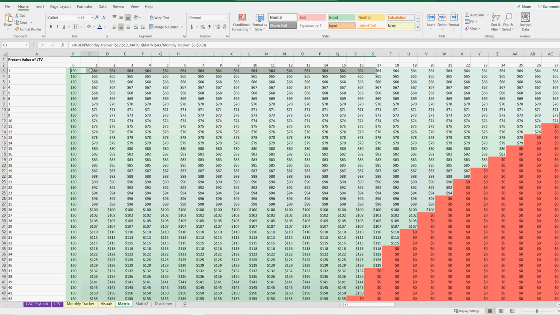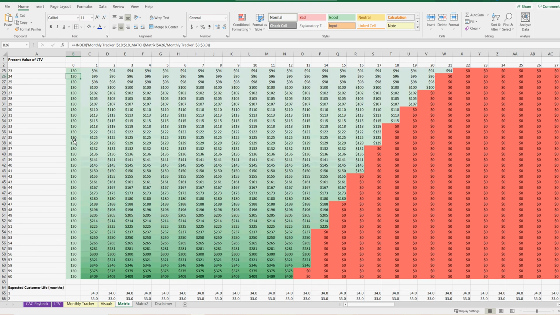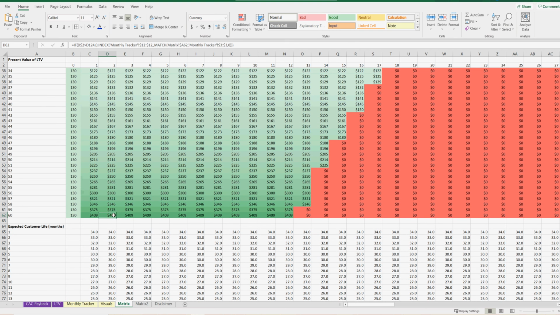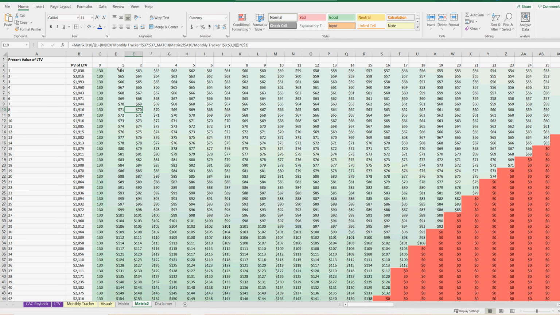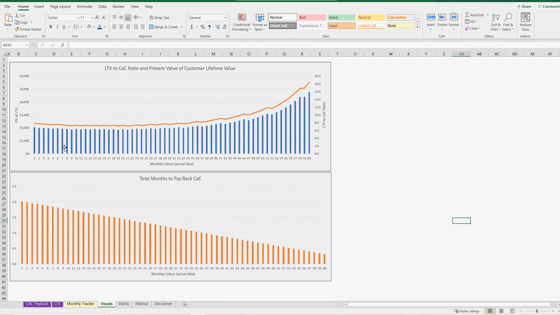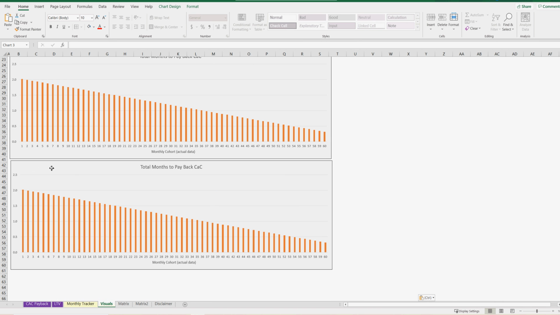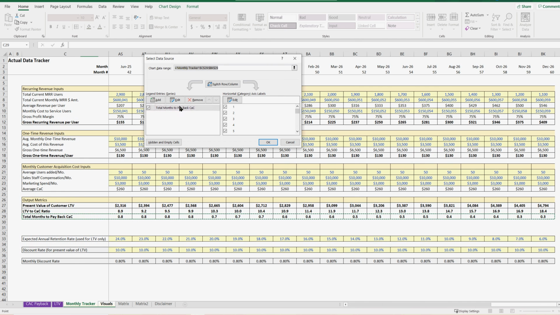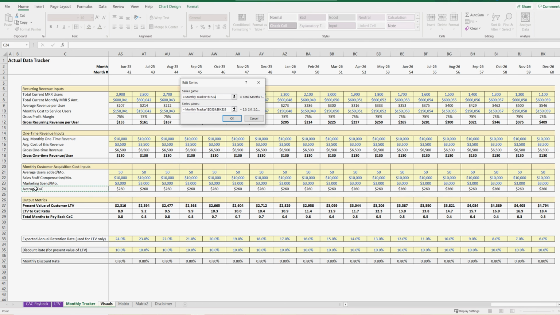But this will go out for 120 months for every monthly cohort for 60 months, and it will track the expected average user recurring revenue and their one-time revenue, and then discount that back based on this discount rate and the month. So the cool thing is you can get these visuals. I put the present value of lifetime value in the bars, then the line chart for your LTV to CAC ratio, and another chart for your months to payback CAC. Honestly, we could probably do another chart here real quick for customer acquisition cost itself. I think that's actually good too, just the average CAC.